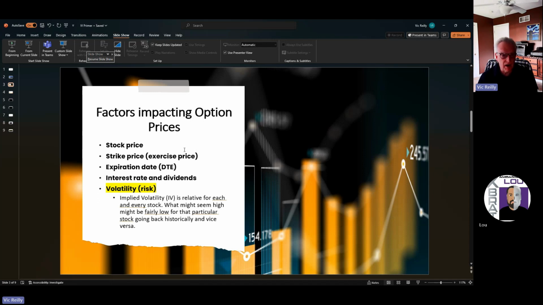As I denote there, implied volatility, you'll see me use the term IV, is relative for each and every stock. What might seem high might be fairly low for that particular stock. You can't really look at an IV from stock to stock. You have to look at it from its own year, back a year, or however far you want to go back. It's all relative to that particular stock. You can look at other stocks and try to see which IV scenario makes the most sense, but all in all, IV is related to a given stock and the option chain that is related to that.